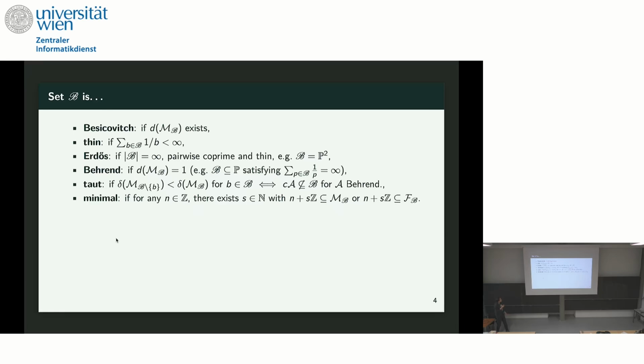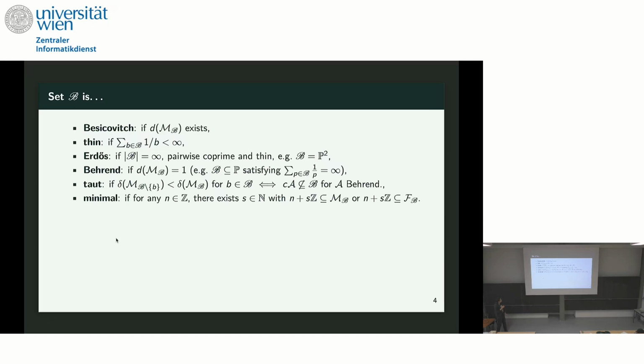So then we have something kind of opposite. We say that B is Behrend if the density of the set of multiples is equal to 1. So for example, if you take all primes, in your set of multiples, you'll have everything. And you can also take subsets of those, and there are other variations. So these are Behrend sets.